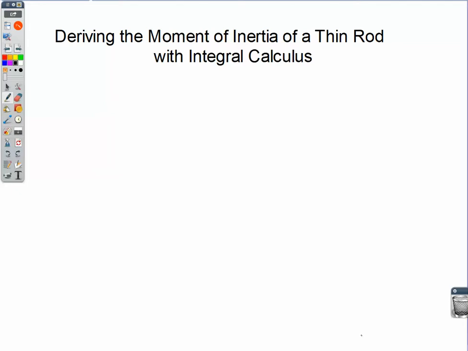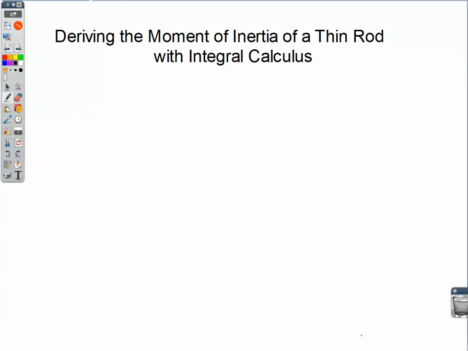Welcome. In this video, we're going to take a look at how to derive the moment of inertia of a thin rod using integral calculus. Moment of inertia is also called the rotational inertia of an object, and remember that it's the equivalent of the mass in something like F equals ma.